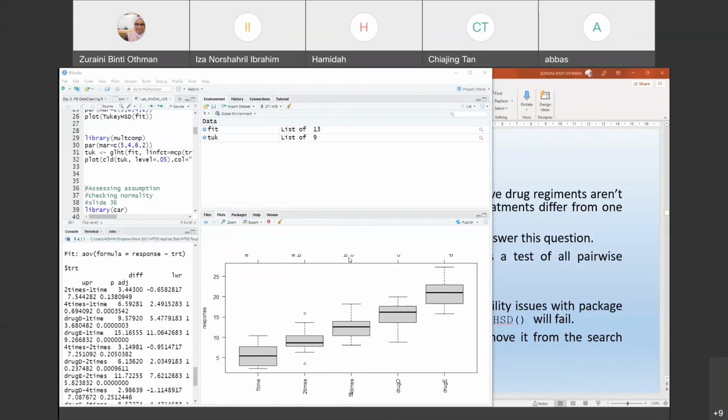We can conclude by looking at the letters that appear here. If they share the same letter, for example 1 time and 2 times, the interaction between 1 time and 2 times is not significant. When you have this box plot, the letters will give you that information. So when you look at the interaction between 1 time and drug A, we can notice that it is significantly different. So far so good.